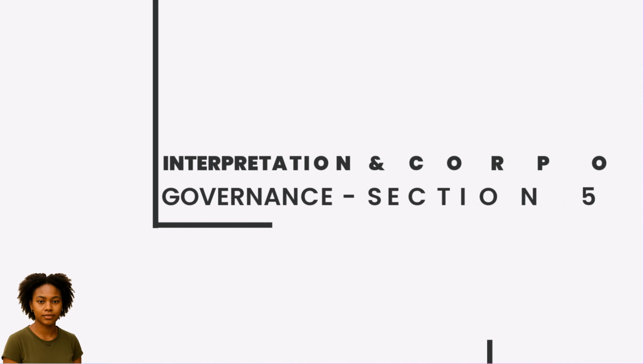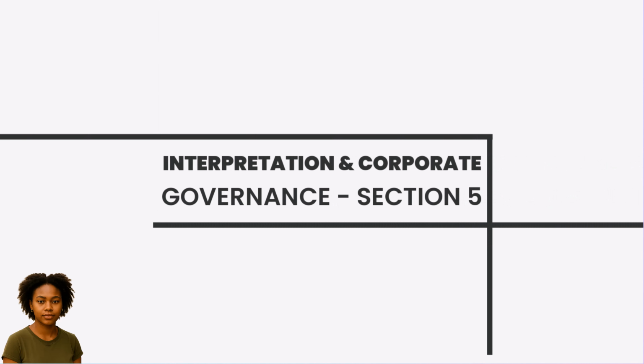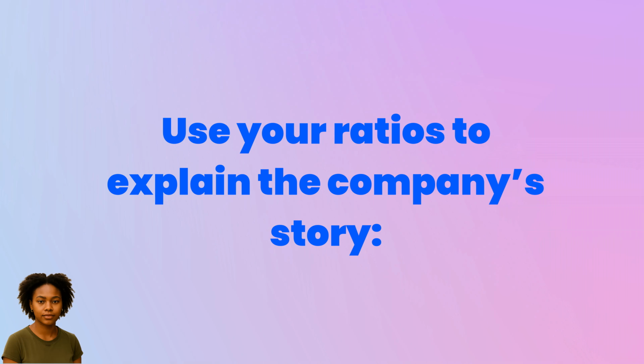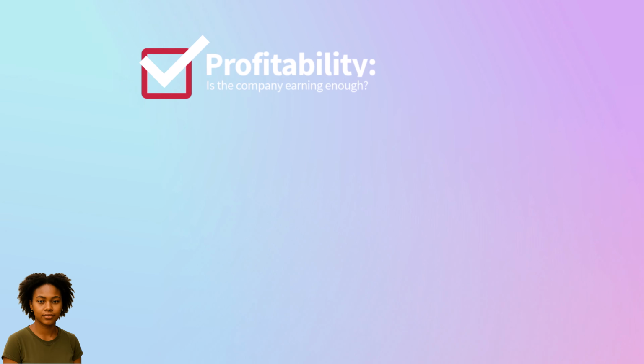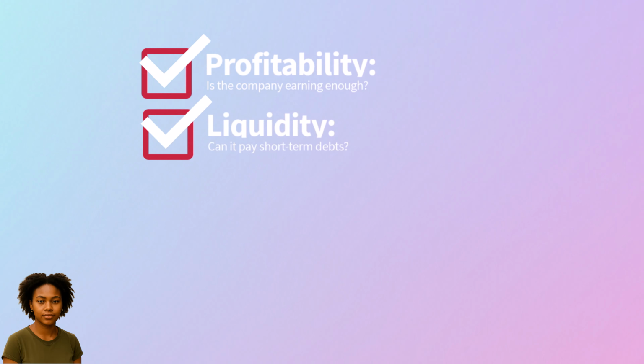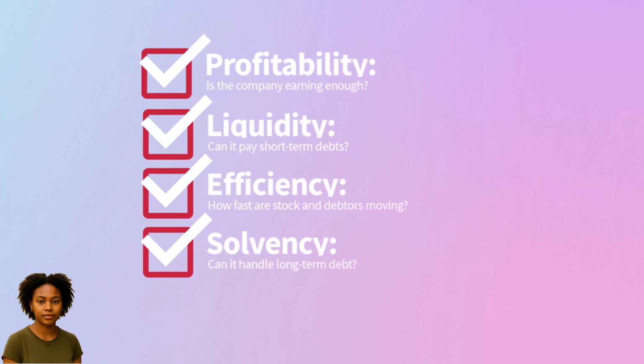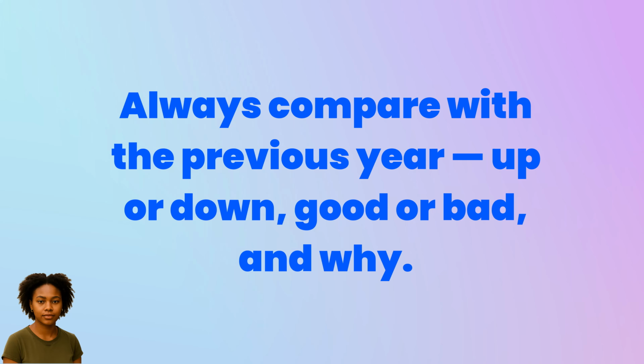Question 4 combines everything: analysis, interpretation, and ethics. Use your ratios to explain the company's story. Profitability. Is the company earning enough? Liquidity. Can it pay short-term debts? Efficiency. How fast are stock and debtors moving? Solvency. Can it handle long-term debt? Always compare with the previous year. Up or down, good or bad, and why?